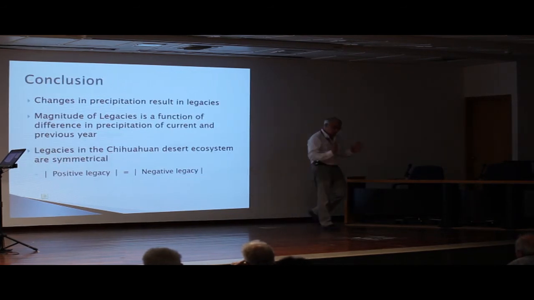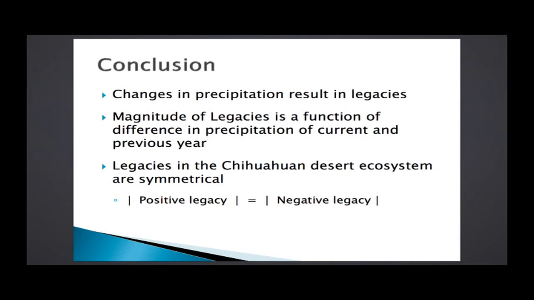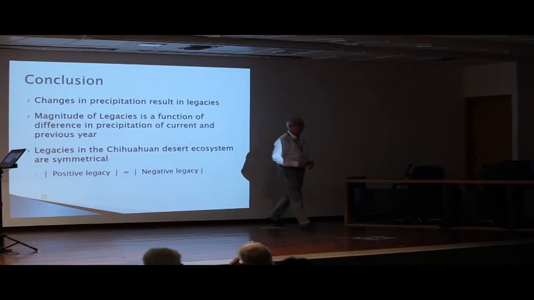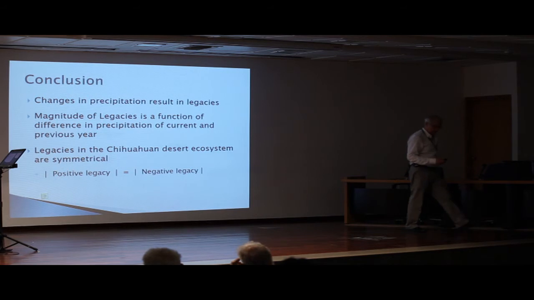And so the conclusion of this section is that changes in precipitation result in legacies. The magnitude of the legacy is a function of the difference in precipitation of current year and previous year. And the legacies in the Chihuahuan Desert in this particular ecosystem are symmetrical. By that it means that the absolute value of the positive legacy is equal to the value of the negative legacy. We don't know if that's true everywhere, but that's in our experimental system.